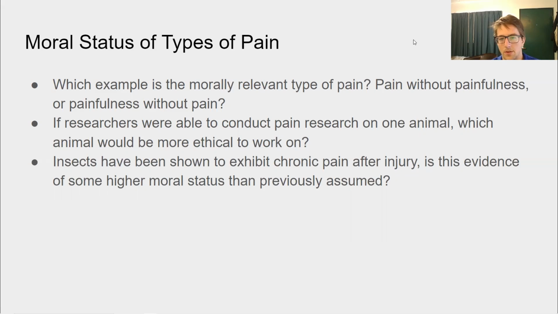So I hope this shed some light on the topic of what pain is and why the definition is hard to get our heads around, and maybe get us thinking about which animals we should be conducting pain research on.